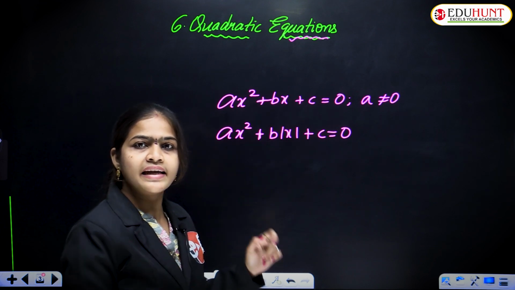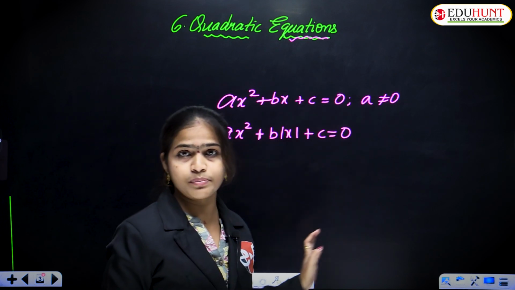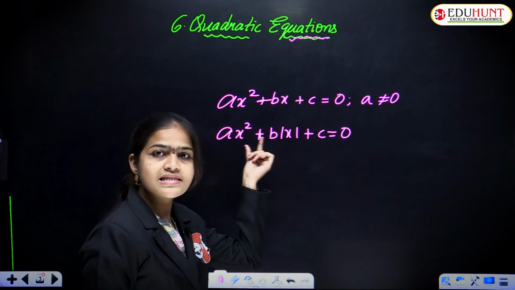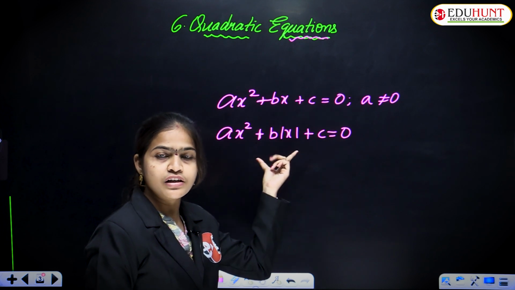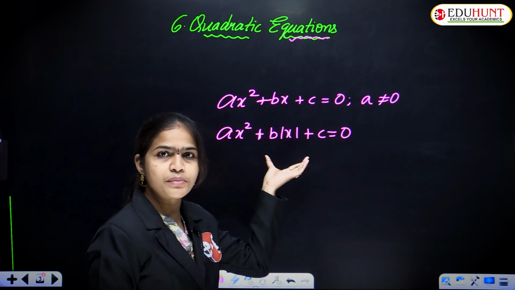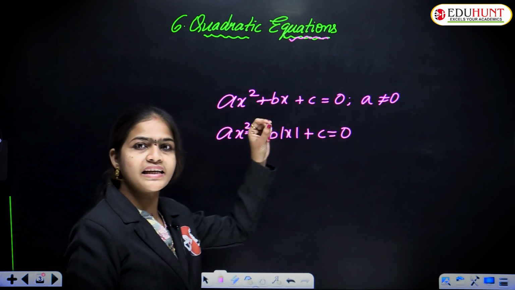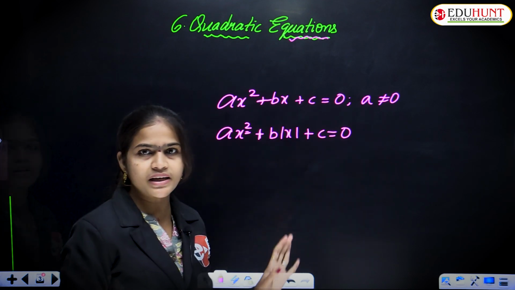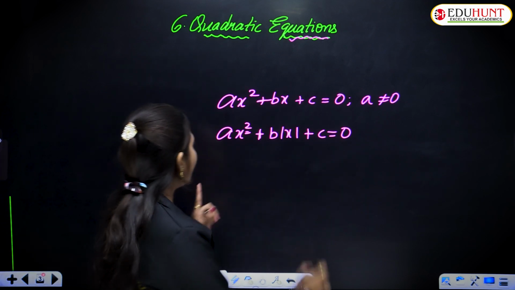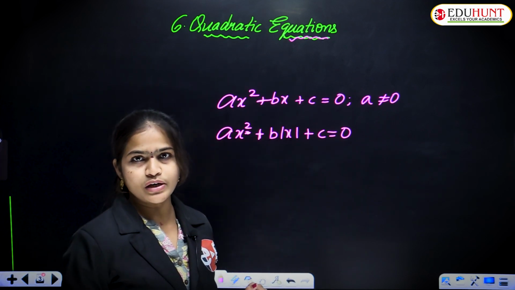Why? Because whatever the equation and roots may be, we look at the highest degree, which means the highest exponent of the equation. The highest exponent is 2 only, no? So the highest exponent of that equation is 2. That's why we call this a quadratic equation. Am I clear? So see here, ax square plus b into modulus x plus c is equal to 0.